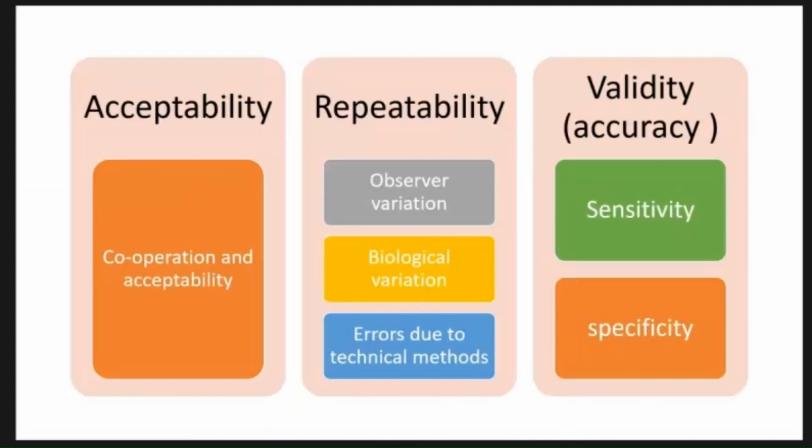Now coming to the test which we are going to use for screening. There are 3 important subheadings under the test. It should be acceptable, it should be repeatable, and there is the validity of the test. And we will see it one by one in the coming slides. Under repeatability, there are 3 types of variation that can occur, and under validity, also known as accuracy, we will see how to calculate the sensitivity and specificity.